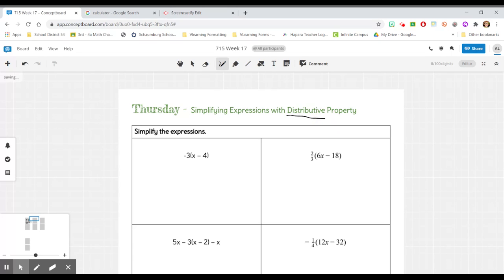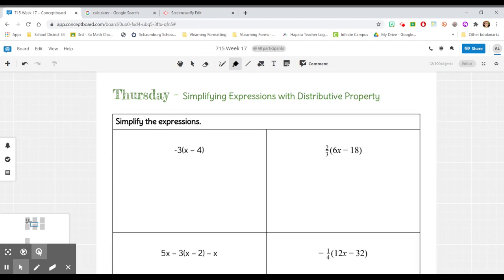As promised, we are going to simplify expressions now using the distributive property. So what is the distributive property? The distributive property allows us to find the product of a number and a quantity. So in this case, -3 times the quantity x minus 4 means that we have one factor that is multiplying two terms. One is a variable term and one is a constant term.